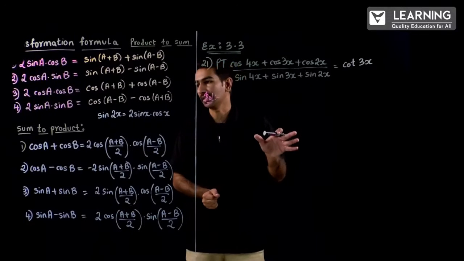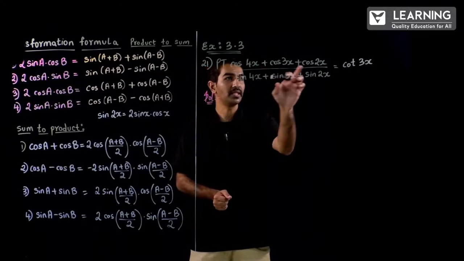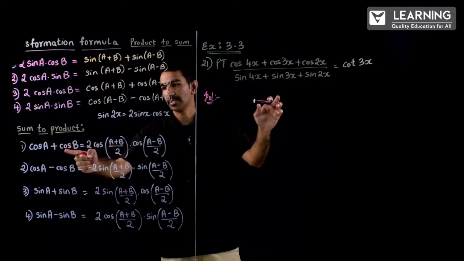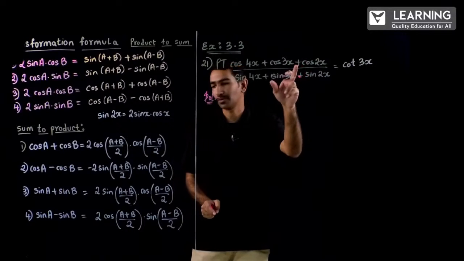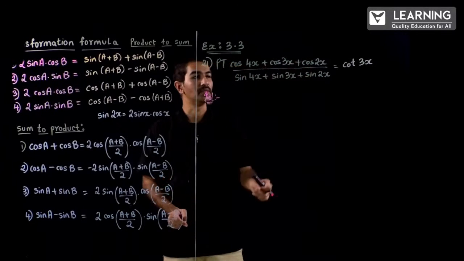So students, again the same thing. We have to use what? But we have 3 terms, right? Here we have only 2, cos A plus cos B, no plus cos C. But here we have 3 terms, so no need to worry. What we'll do, we'll consider only 2.